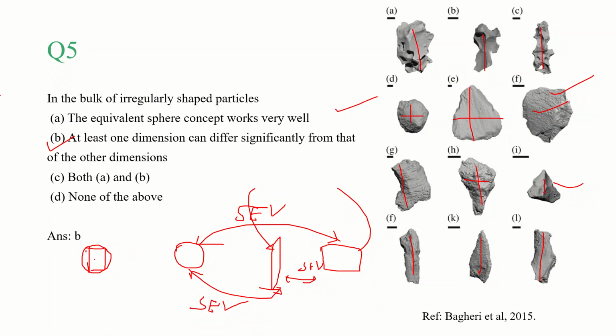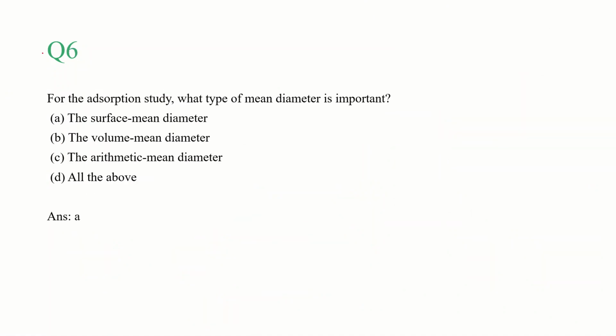So now we'll go on to question 6. For adsorption study, what type of mean diameter is important? Surface mean diameter, volume mean diameter, arithmetic mean diameter, or all the above. What is adsorption study? Adsorption study is mainly associated with studying how the particles are getting adsorbed on a particular surface, right?